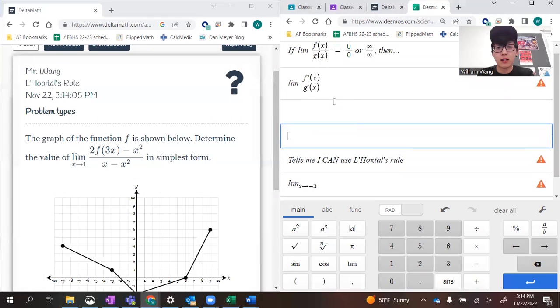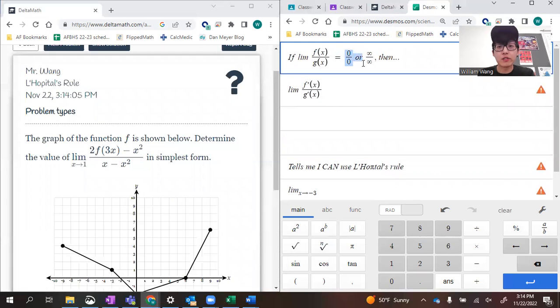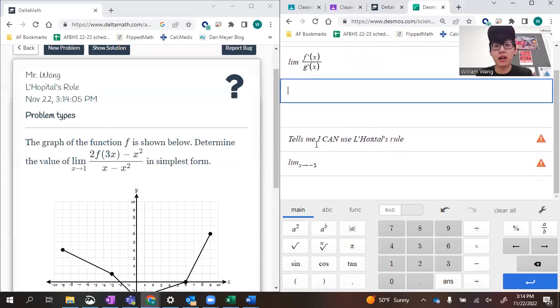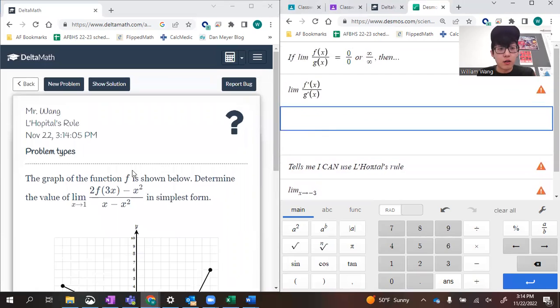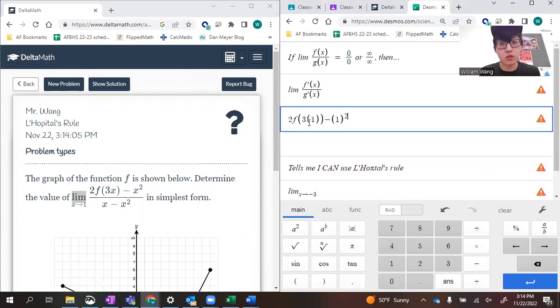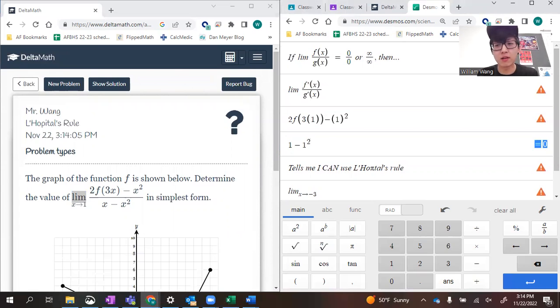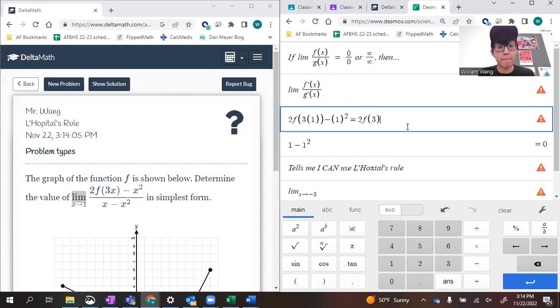So first, this is my L'Hopital's rule. Remember, I need to get 0 over 0 or infinity over infinity. Let's see if I get that, because if I do, then I can use L'Hopital's rule. So when I plug in 1, it's going to be 2f of 3 times 1 minus 1 squared. That's my numerator. The denominator is 1 minus 1 squared, and I know the denominator is 0. Okay, so it just matters that this part is 0. Well, this is 2 times f of 3 minus 1 squared, or minus 1, I guess.